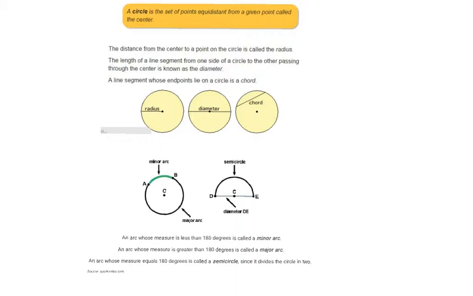Okay, then we also have minor arcs and major arcs of a circle, and that's talking about the outside perimeter or circumference of the circle. So a minor arc is one whose measure is less than 180 degrees, so it's less than half of the circle. And then the arc that measures greater than 180 degrees is a major arc, so it's over half the circle. And if you have one that's exactly 180 degrees, so exactly half the circle, then that's called a semicircle.